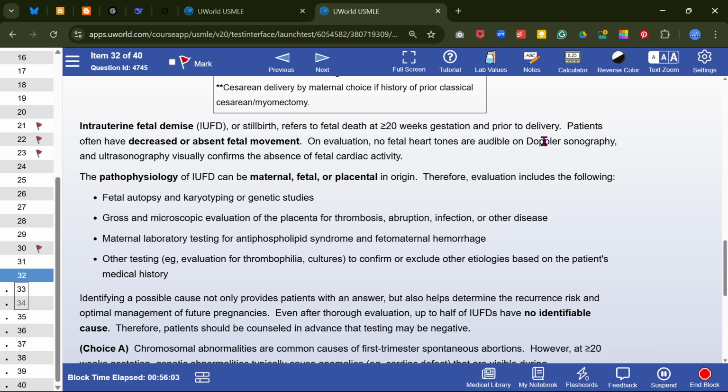Intrauterine fetal demise or stillbirth refers to fetal death more than 20 weeks of gestation prior to delivery. Patients often have decreased or absent fetal movement. On evaluation, no fetal heart tones are audible on Doppler sonography, and ultrasonography visually confirms the absence of fetal cardiac activity. The pathophysiology of intrauterine fetal demise can be maternal, fetal, or placental in origin.